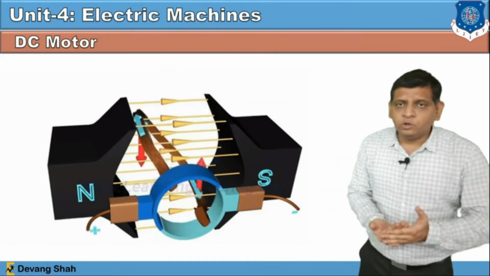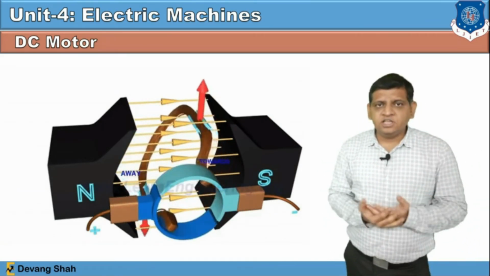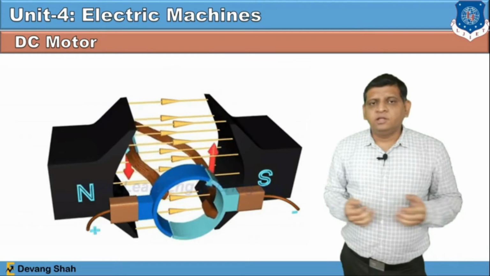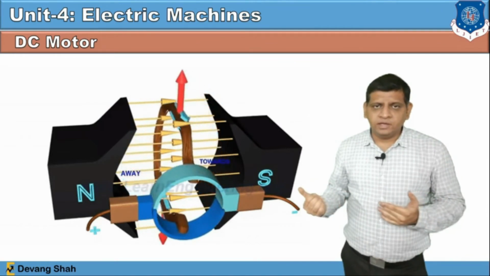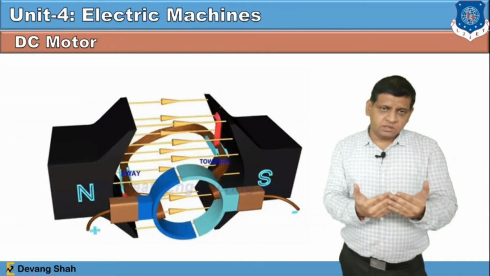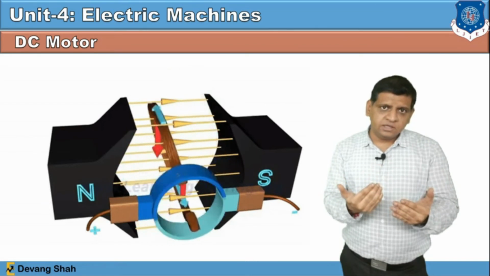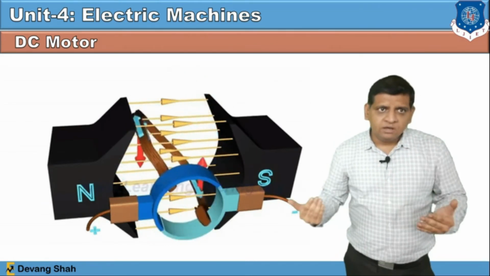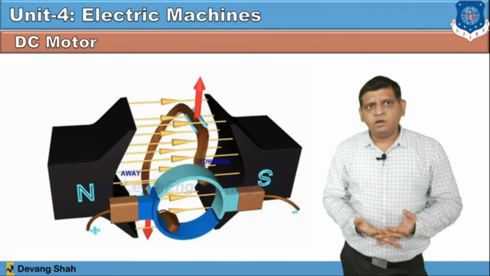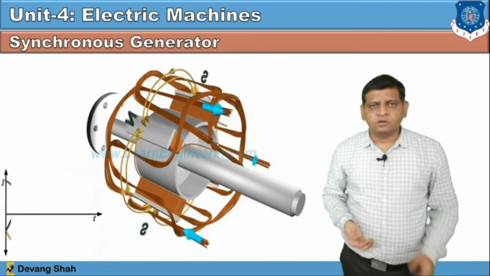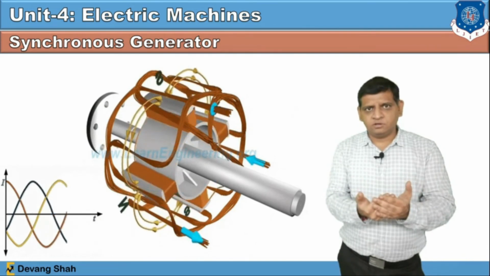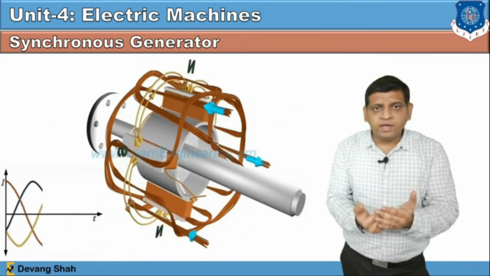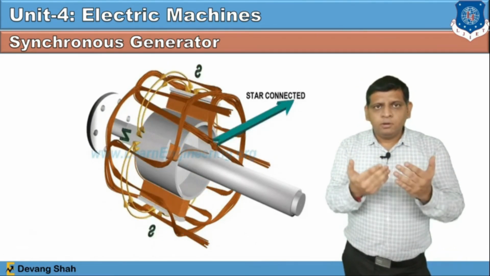Now you can see this is a DC motor, which again converts electrical energy into mechanical energy. Ultimately the generation of this electrical energy here is AC. Now somehow I have to convert this AC into DC, where you have to use in between a commutator and brush.